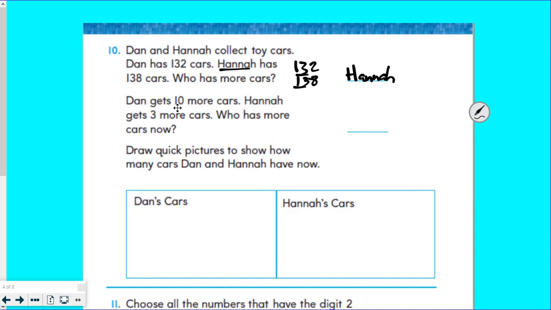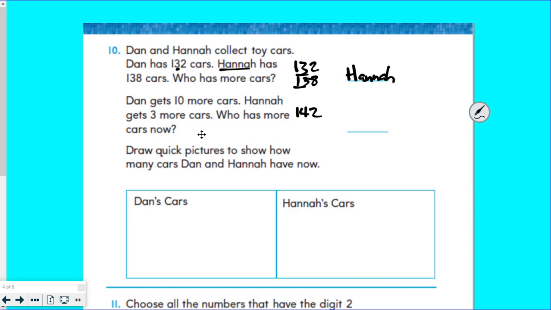Okay, Dan gets 10 more cars. Hannah gets 3 more cars. Who has more cars now? So Dan gets 10 more. So Dan had, let's see, 132. So he's getting 10 more. So what's 10 more than 132? Well, we're adding 1 more 10, right? So it's going to be 142.